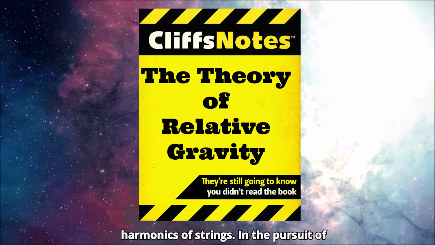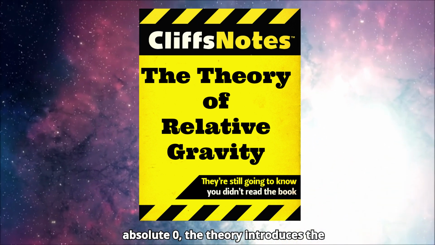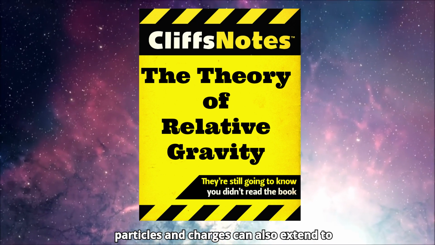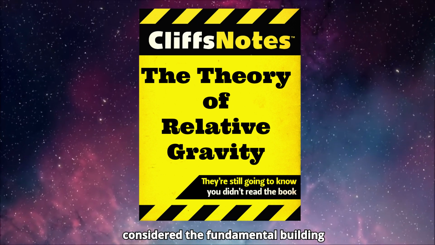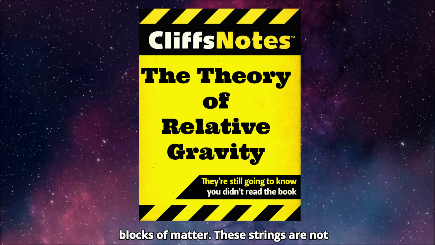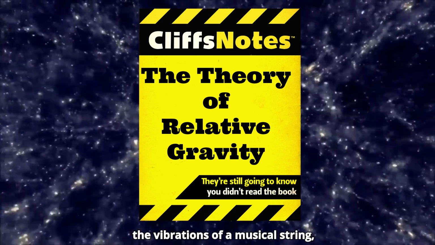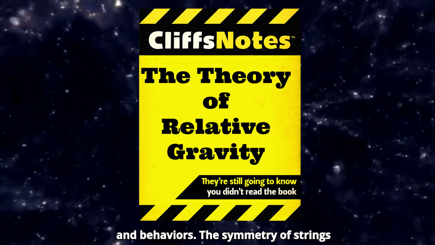Absolute zero and the harmonics of strings. In the pursuit of absolute zero, the theory introduces the idea that the same symmetry that governs particles and charges can also extend to strings, which, in theoretical physics, are considered the fundamental building blocks of matter. These strings are not static, but can have harmonics, akin to the vibrations of a musical string, allowing for a rich diversity of states and behaviors.